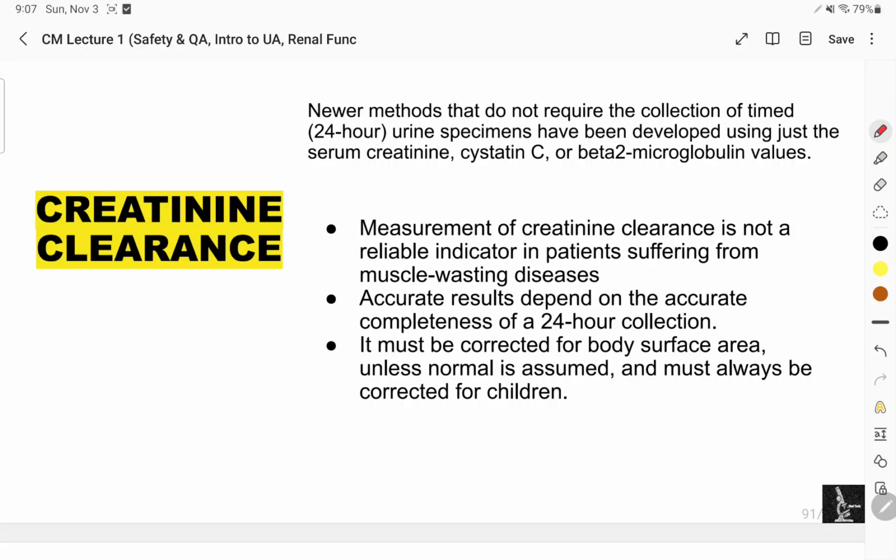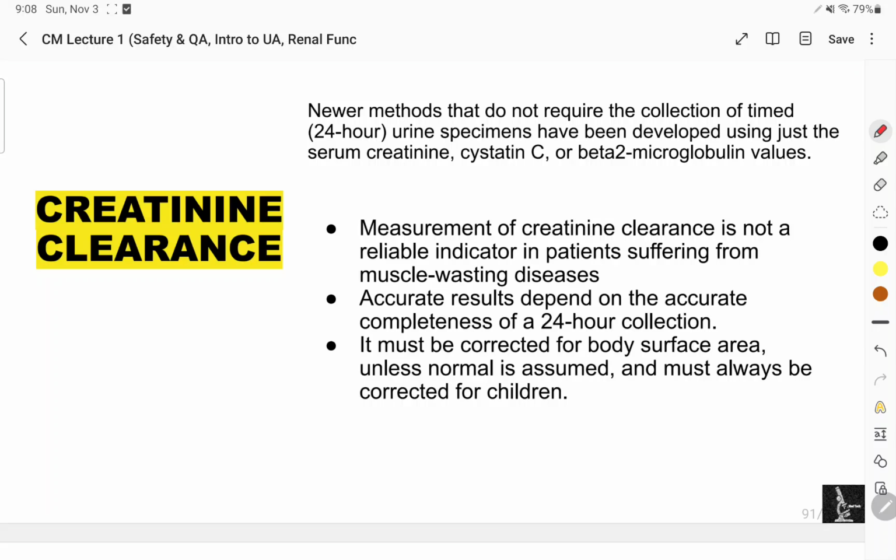So natay serum creatinine, natay cystatin C and beta 2 microglobulin values. Okay? So but measurement of your creatinine clearance is not that reliable indicator, especially if ang patient kana siya ay muscle wasting disease. Kaya your creatinine is a breakdown product of your creatine. Creatine is an enzyme found on your muscles. See? Na kay muscle wasting disease, of course, lies man ay imong mga muscle cells, magawas imong creatine, of course, ma-convert to creatinine, so dili siya accurate.